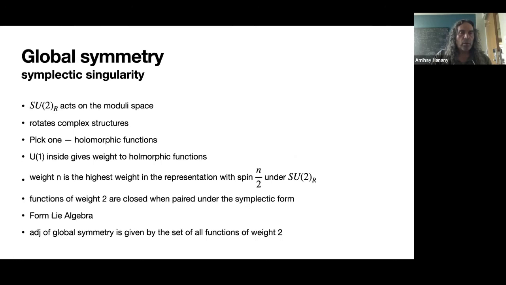So let's discuss the global symmetry. And here there is some input from the theory of functions on symplectic singularity. So we start with a moduli space, either a Higgs branch or a Coulomb branch, which has an R symmetry that acts on this moduli space. It rotates the complex structures. So the approach that we are taking is to pick one of those complex structures and use this to define the notion of a holomorphic function. There is a corresponding U1, the Cartan subgroup of SU(2)_R, which gives a weight to this holomorphic function. And it is in the normalization such that the weight n is going to be the highest weight of the representation that has spin n over two under SU2R, right? So that's an important thing to keep in mind.